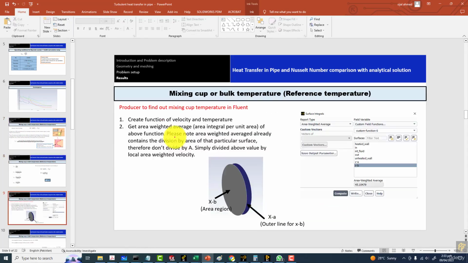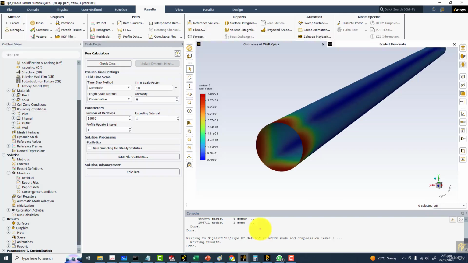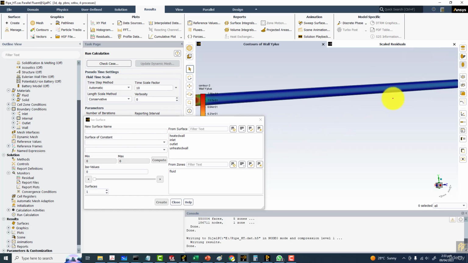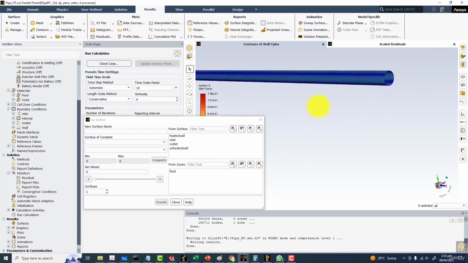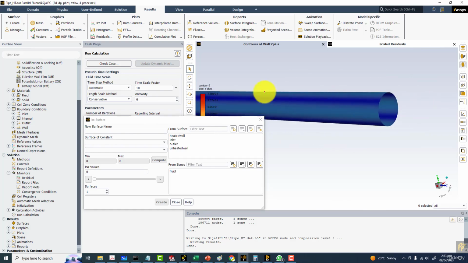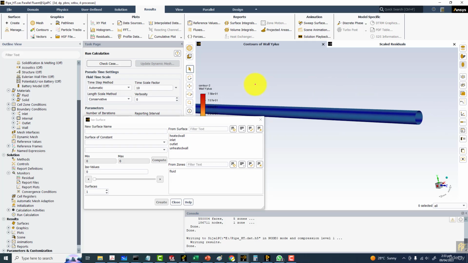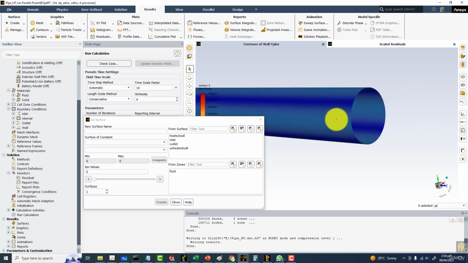So the procedure is given here, but I will show you. The first thing is that we have to create an isosurface, and we have to create it near the outlet. Why? Because maybe in the first 20 meters we allowed the flow to develop hydrodynamically, and in the last 10 meters we should allow the fluid to develop thermally. So that's why we should be taking values at the end of the pipe. So this would be around 29 and 30, between 29 and 30, but close to the outlet.